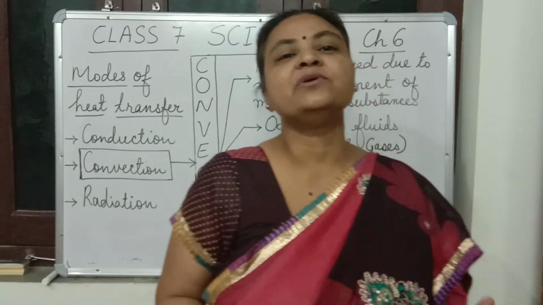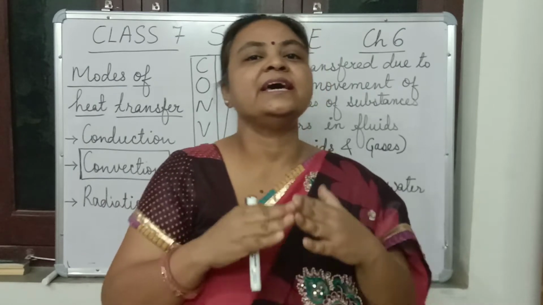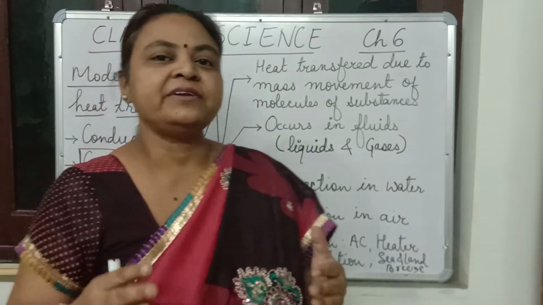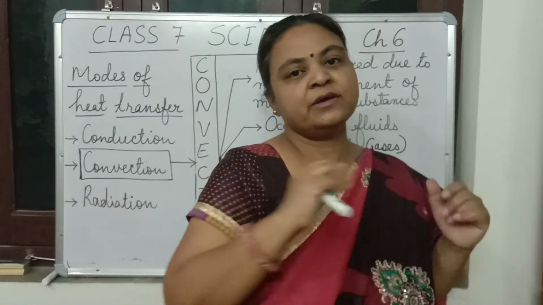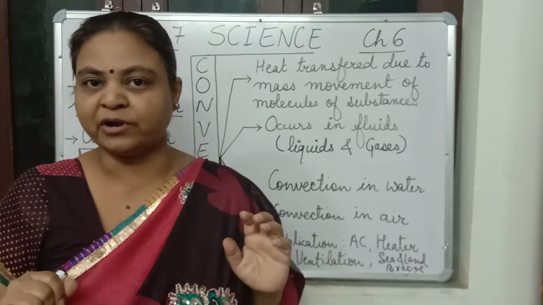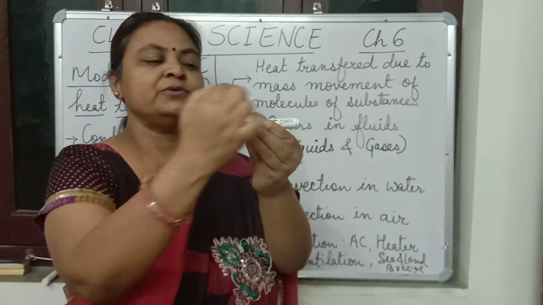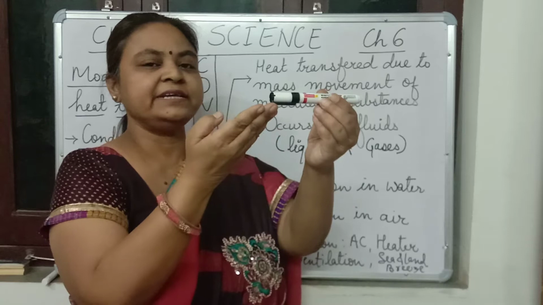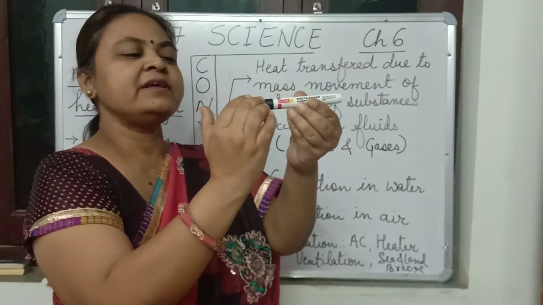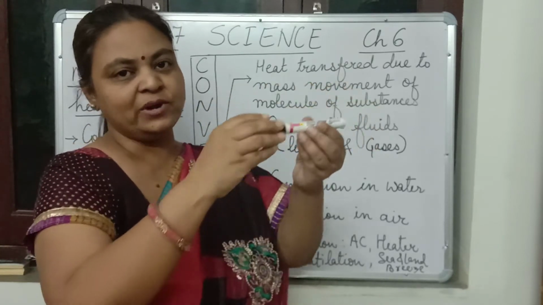Conduction can occur only when two objects are in contact with each other and they have a difference in their temperatures. So, the heat will get transferred from the hot body to the cold body. Heat always travels from the hot body to the cold body. Conduction can also occur from one end of an object to another. Suppose this is a metal rod and we heat this end. So the heat will get transferred from this end to this end. This is the hot end, this is the cold end, right?